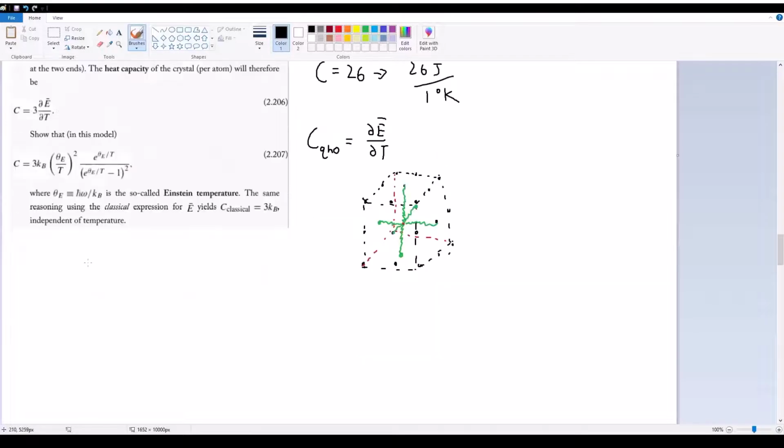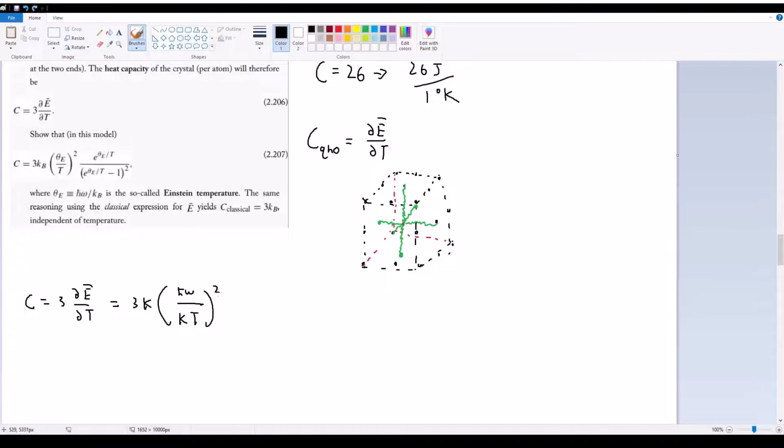So let's write that out now. So C is equal to 3 times the partial of the expectation value of the energy with respect to temperature. And we want to show that it's equal to 3 k_B times theta_E over T squared times e to the theta_E over T over e to the theta_E over T minus 1 squared. So theta_E is defined as h bar omega over k. So let's write this out fully. This is apparently equal to 3 times k times h bar omega over kT. Whoops, let's make this a little bit neater.